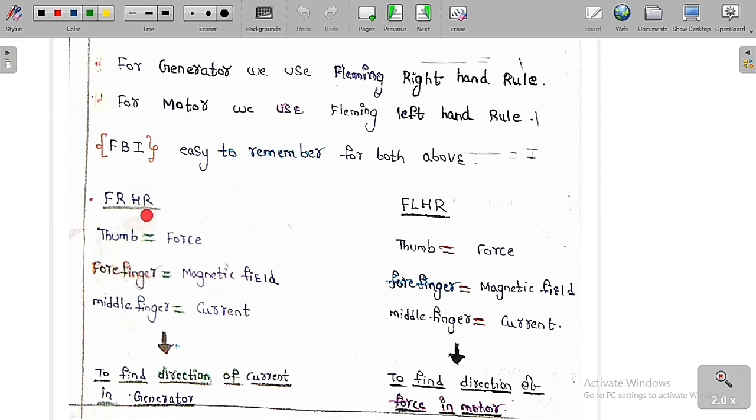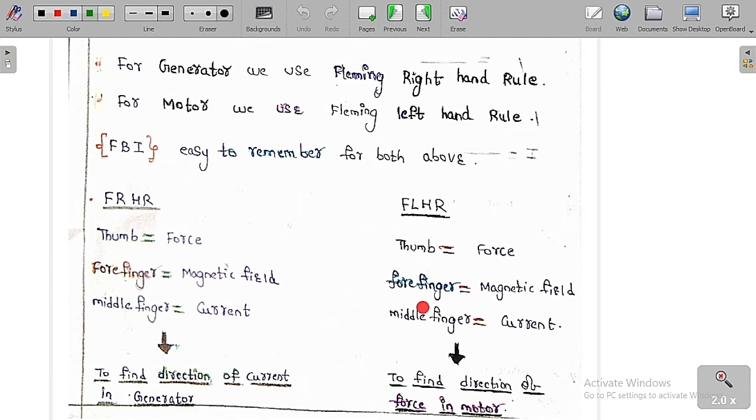In Fleming's right hand rule, in the generator, the only unknown quantity is the current. We know the force and the magnetic field. This force is the mechanical force, and this is the direction of the magnetic field. So using the right hand rule, you get the direction of the current in the generator. Whereas in Fleming's left hand rule, the thumb is the force, which is the electrical force or electrical torque.